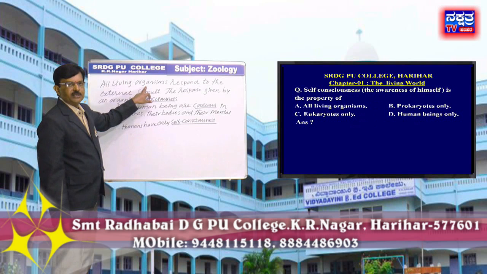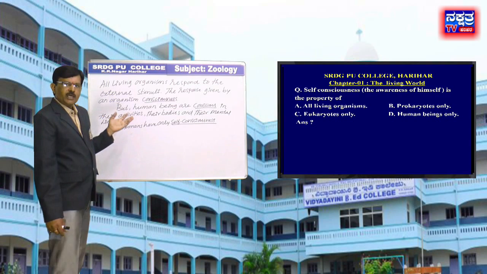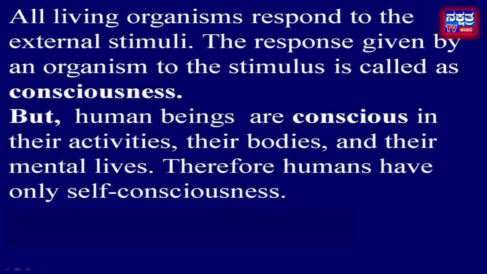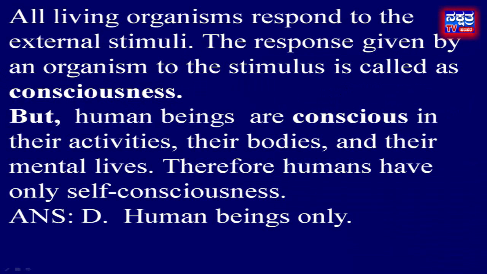All living organisms, they may be either unicellular or multicellular, prokaryotes or eukaryotes. They respond to the external stimuli. The response given by an organism is consciousness. But human beings are conscious in their activities, their bodies and their mental lives. Therefore, the humans have only self-consciousness. Therefore, in the given options, D is the right answer, that is human beings only.